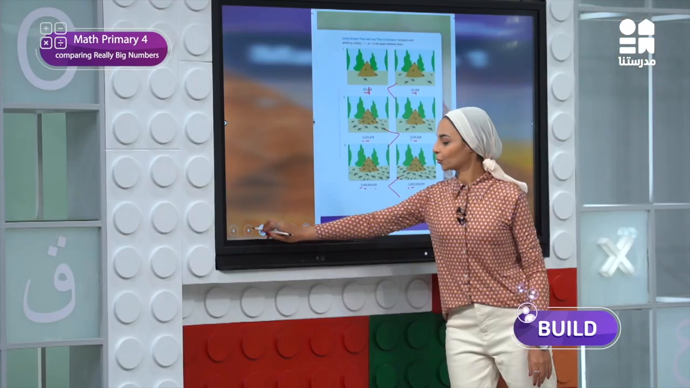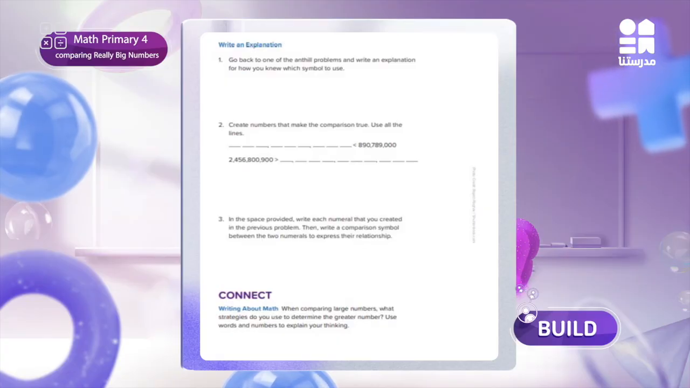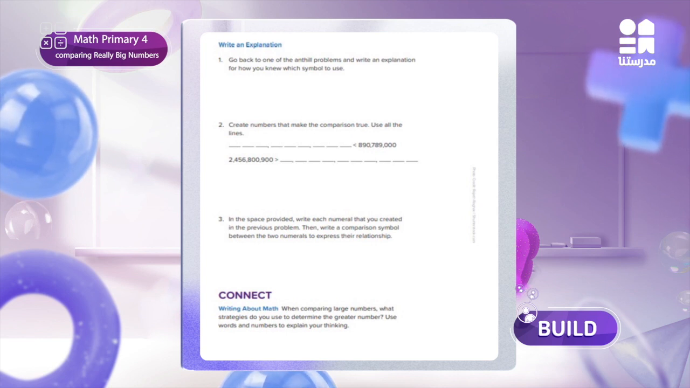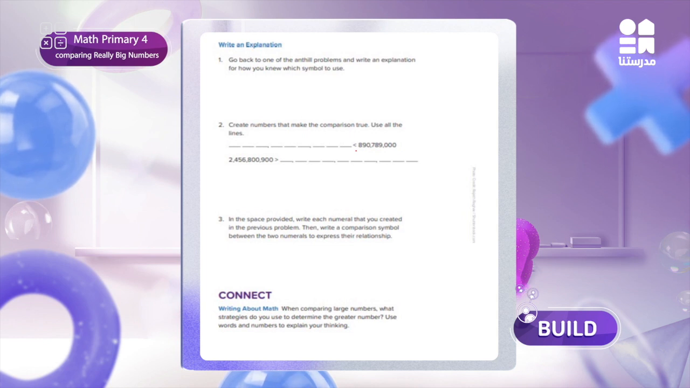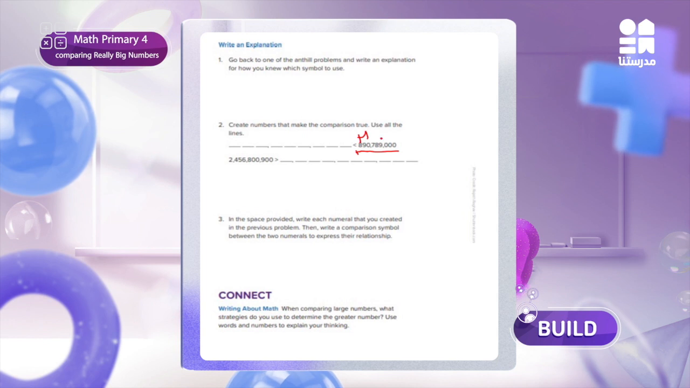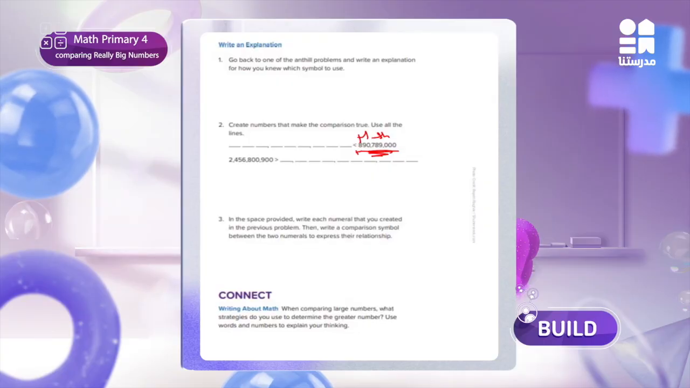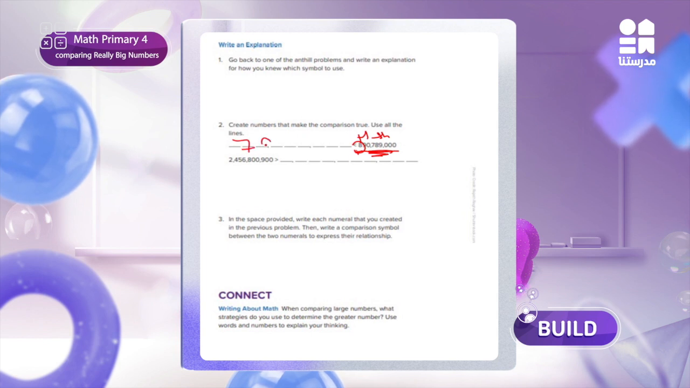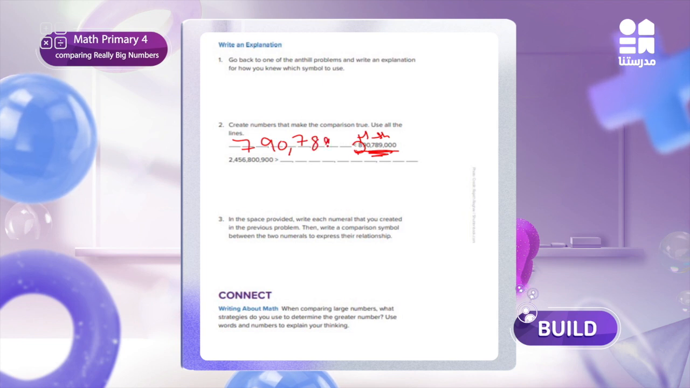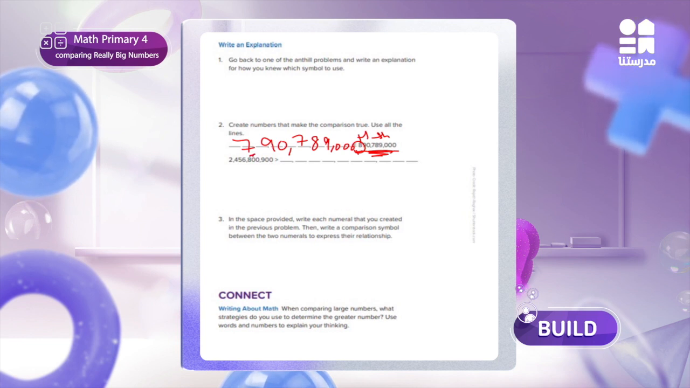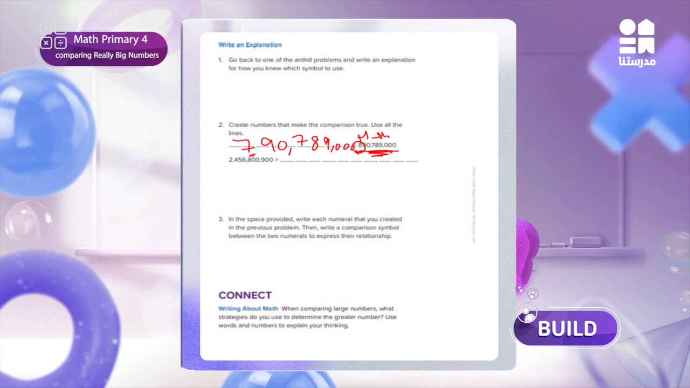Let's see page 34 all together. Here in your book, you want me to create the numbers that make the comparison true. So, here is the symbol. He wants a number smaller than 890,789,000. Okay. Now what does he want from me? He wants a number smaller than this one. What should I do? Tell me any number smaller than this one. Yes, someone can write for me, miss. I can write 790,789,000. I will tell him super boy. Why? Because here 700 million is smaller than 800 million. Okay? Let's move to the next one.